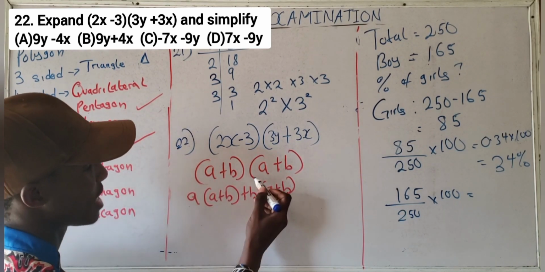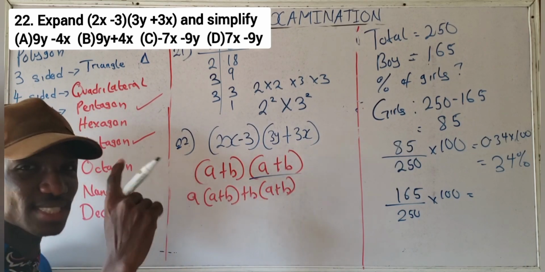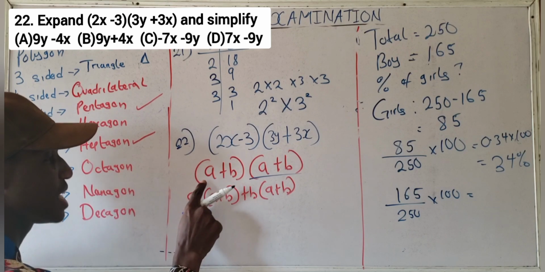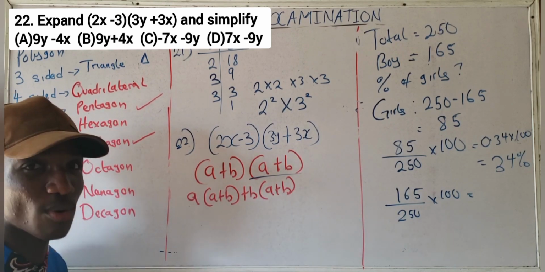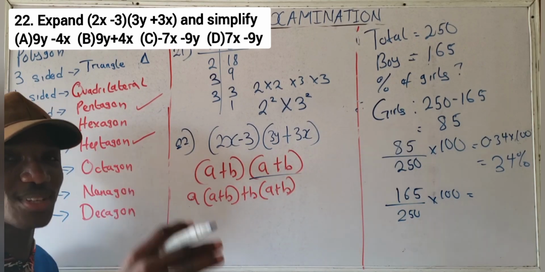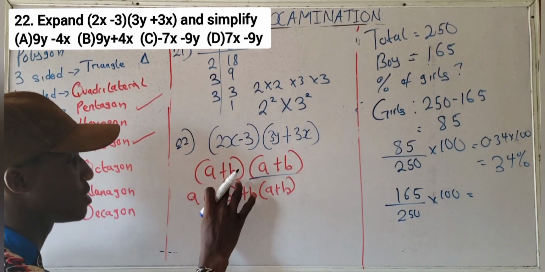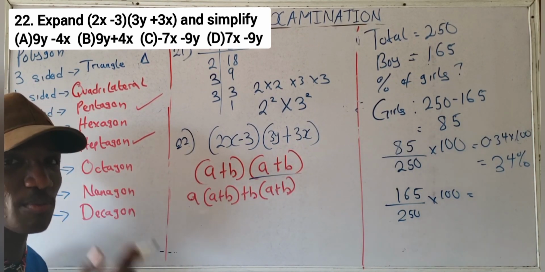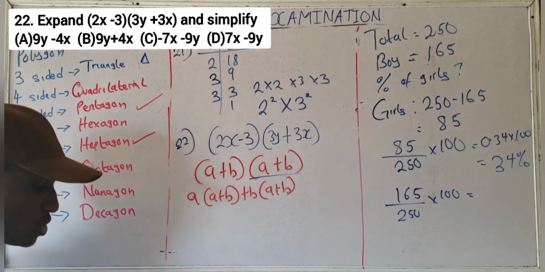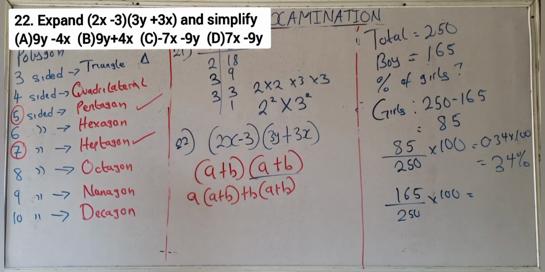Do you know what I did? I take the first term in the first bracket, which is a, and use it to multiply all the terms that I have in the second bracket. So I have a multiplied by a plus b. Then I use the second term in the first bracket, which is plus b, to multiply all the terms in the second bracket as well. So I have plus b multiplied by a plus b. That's what you're going to do for the question. You approach the question the same way.